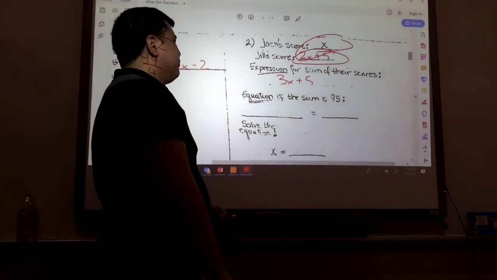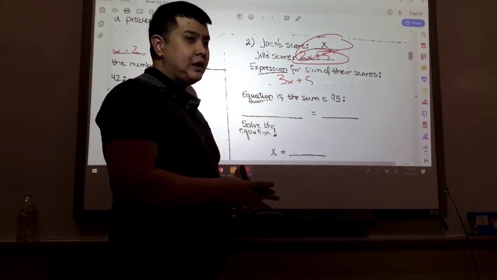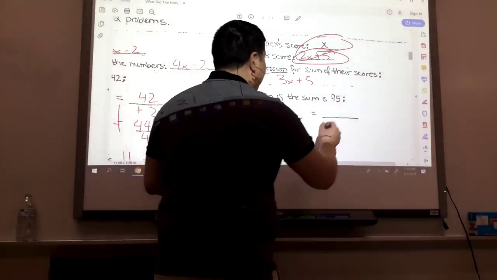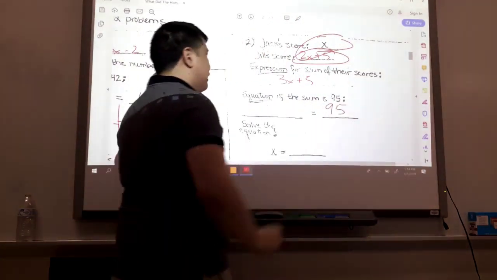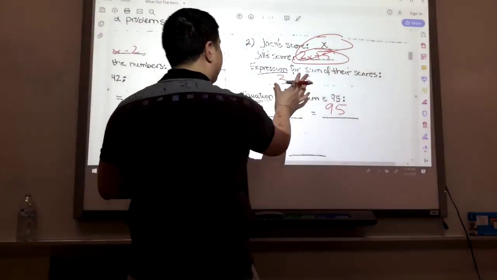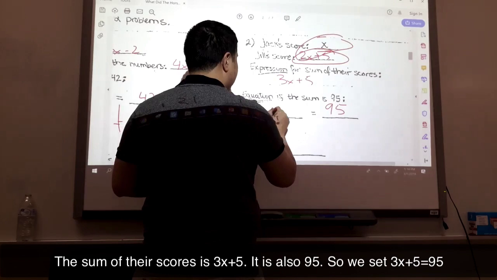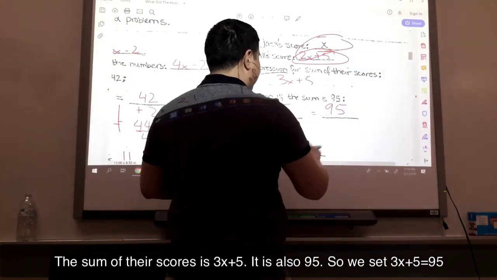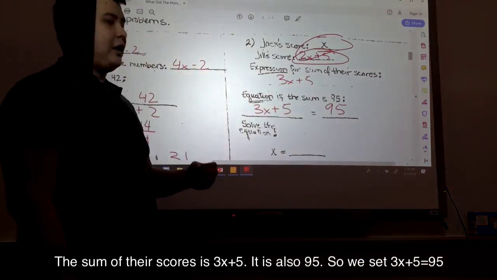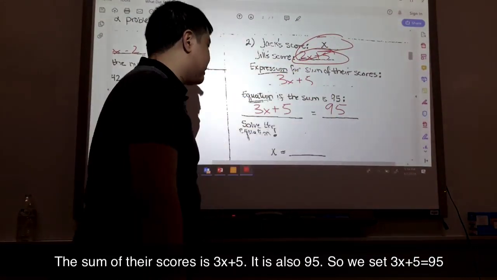And the question states that the sum of their scores together gets us 95. So the sum of their scores should get us 95, and this is the expression for the sum of their scores. So we're going to put the expression for the sum of their scores and set that equal to 95. And when we solve for x, we're solving for Jack's score because Jack's score is x.